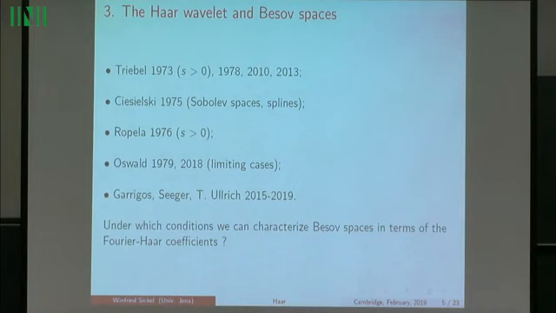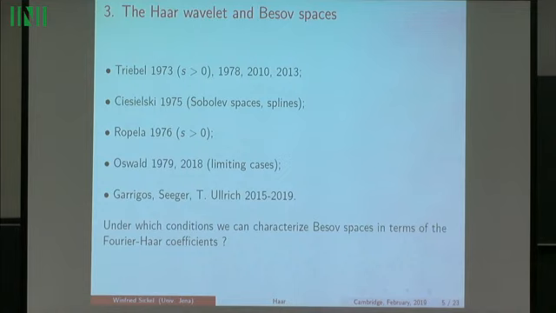So of course I have to mention the Polish school here. I have mentioned Ciesielski and Ropela. At least in the paper of Ropela there are Besov spaces, as far as I remember, on the interval. So there's a close relationship between spaces on the interval and on R^d. I will concentrate for simplicity on R^d.